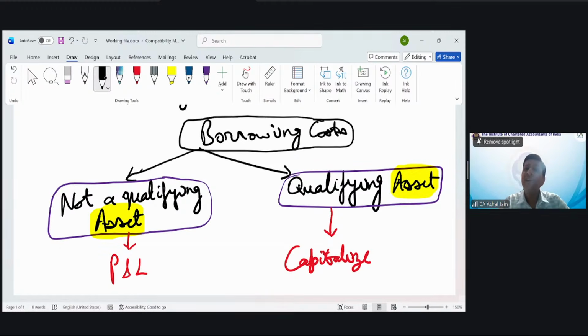Similarly, if you go to the liquor industry, there are some liquor items which take more than 12 months to get completed, to get finished. So in some cases, inventory can meet the criteria of a qualifying asset. And therefore, if there are any borrowing costs incurred by the entity in relation to those items, you capitalize that. Clear? Okay, sir. Got it. Understood, sir. Yes, Josh, please go ahead.